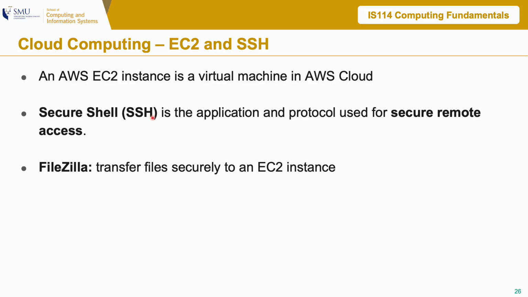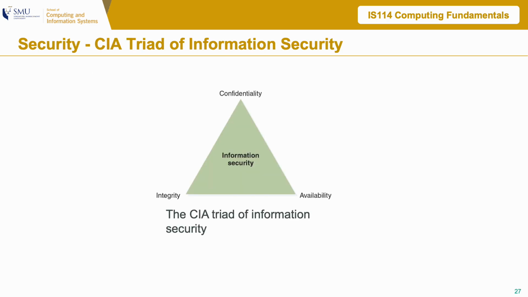SSH is the protocol that sets rules for the communication between our local computer and the EC2 instance. It is also an application and the name of a command. After SSH, we can easily control the EC2 instance and run commands remotely on the EC2 instance. We have also learned how to use FileZilla to transfer files securely between our local computer and the EC2 instance. The last area we've learned is security.